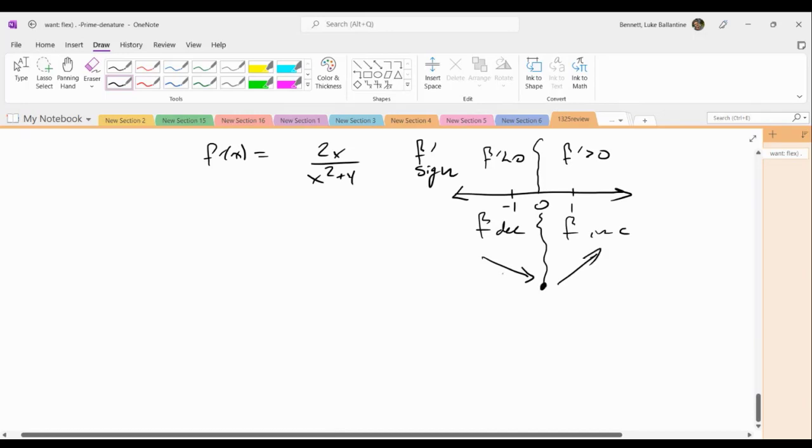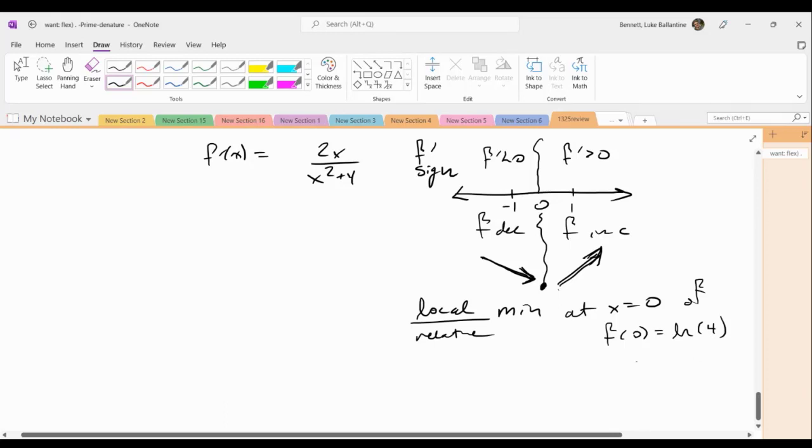You can just draw these arrows, and you can tell by looking at it, oh, this looks like a min. This is a small value. So there's a local relative. This means relative. Min at x equals 0, and then f of 0 equals the natural log of 4.